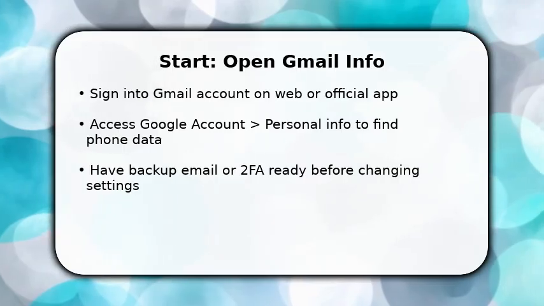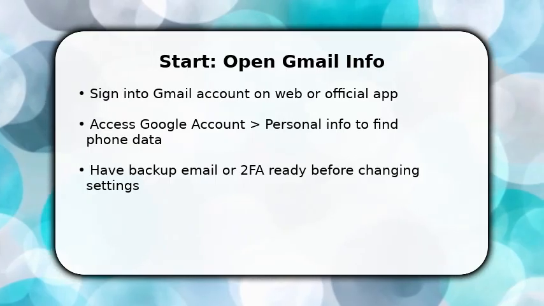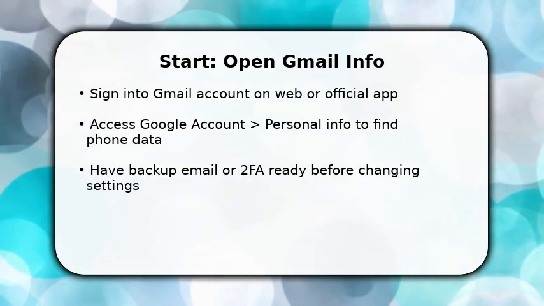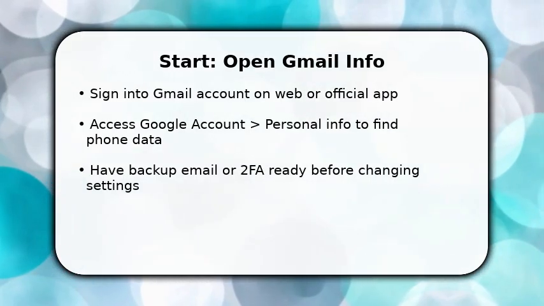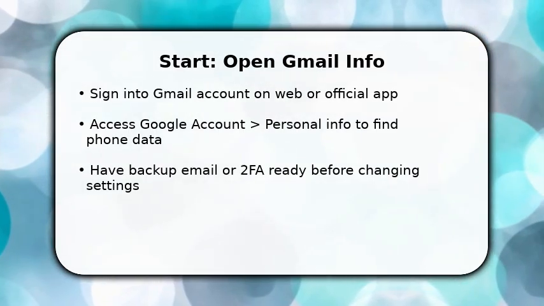You sign into Gmail now and go straight to the account controls. This saves time. From Gmail, click your profile and choose Manage your Google account. Once done, move to Personal Info where phone numbers are listed. Make sure you use the browser or official app and keep a second device nearby for verification codes.